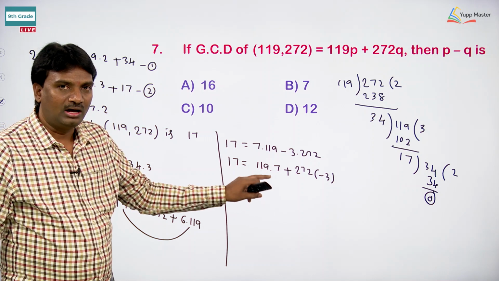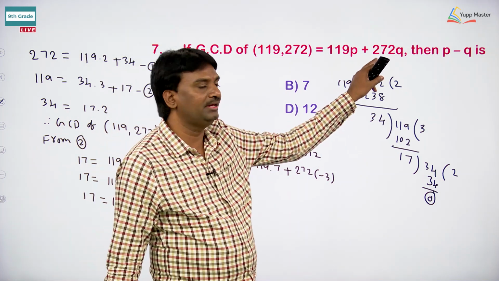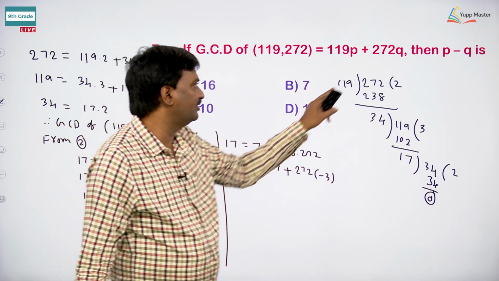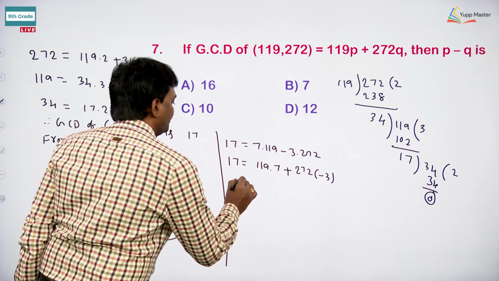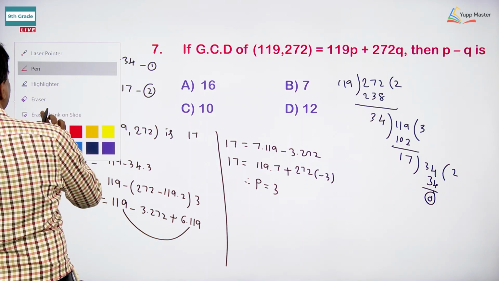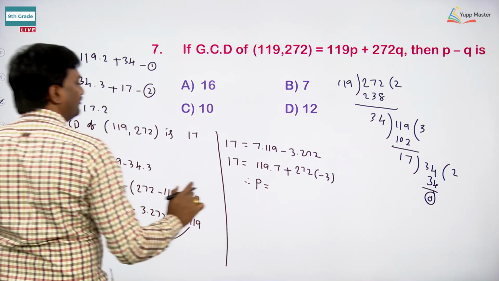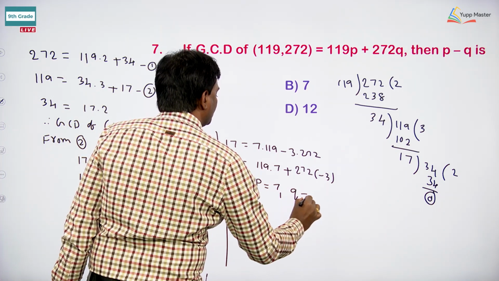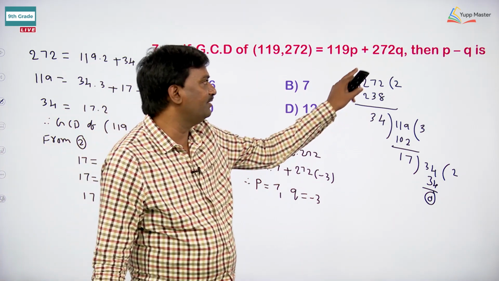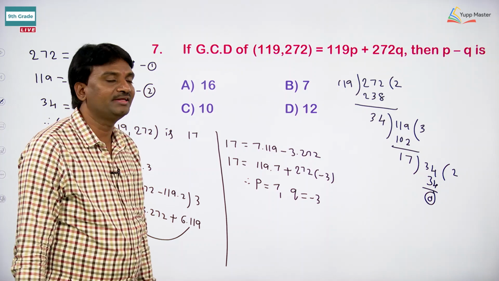Now by comparing the RHS, that is 119 into 7 plus 272 into minus 3, with 119 into P plus 272 into Q: in place of P we have 7, in place of Q we have minus 3. So therefore P equal to 7, Q equal to minus 3. If we compare 119 into 7 plus 272 into minus 3 with 119 into P plus 272 into Q, you will get P equal to 7 and Q equal to minus 3.